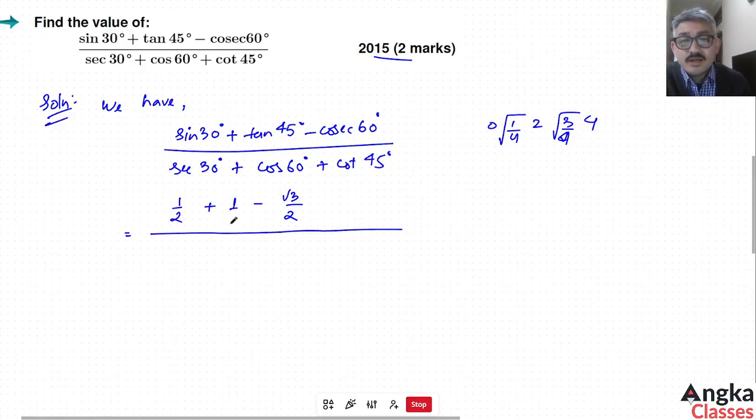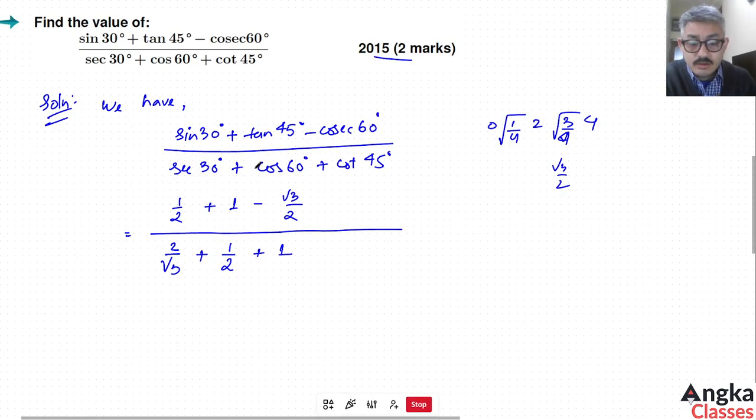Similarly, sec 30 degree is the reciprocal of cos 30. Cos 30 is root 3 by 2, so sec 30 is 2 by root 3. Plus cos 60 degree is 1 by 2. Plus cot 45 is the reciprocal of tan 45. Tan 45 is 1, so cot 45 is 1.